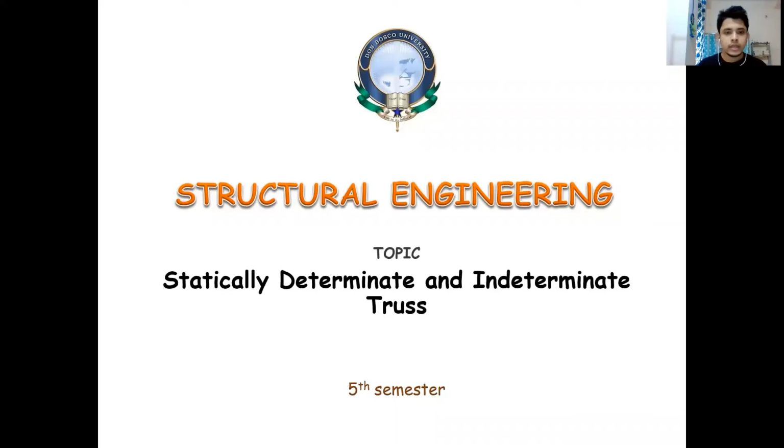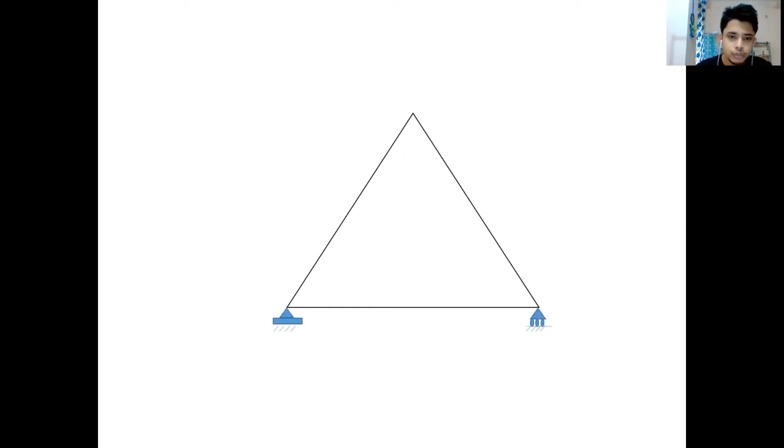Hello everyone, let's discuss statically determinate and indeterminate truss. First, let us consider this simple example. This is a truss, the most basic system, and we have two supports. One is hinged and one is roller. At the hinged support, we will have two reactions, and at the roller support, we will have one reaction.